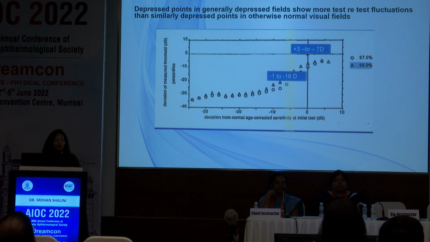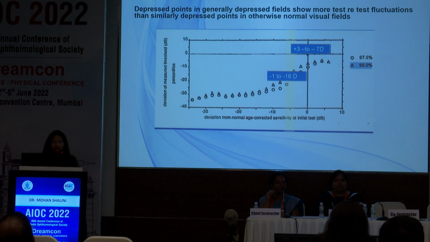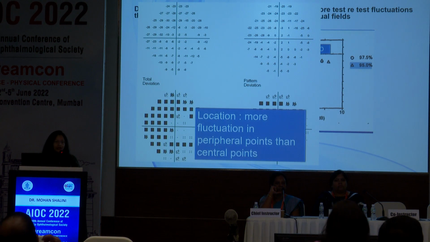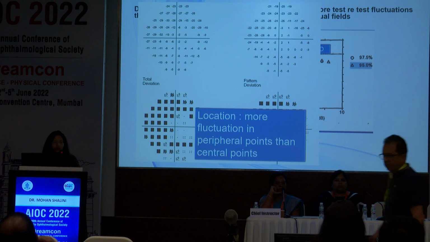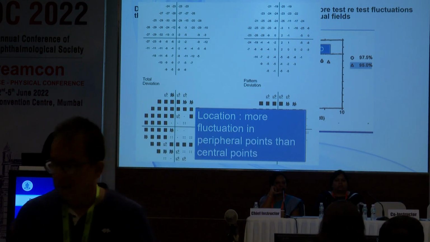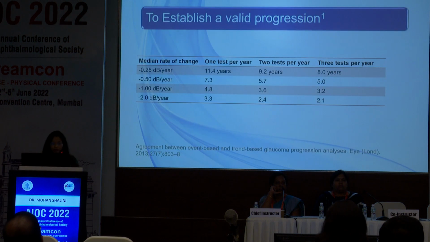Similarly, if fluctuations were near to -10 decibels, then the test-retest variability was -1 to -16. Moreover, as we just saw in the talk of Dr. Ankur, whenever there are peripheral points being assessed, there is more test-retest variability. So these things need to be considered whenever we are assessing progression. And if we don't consider these things, then we are likely to miss something important.